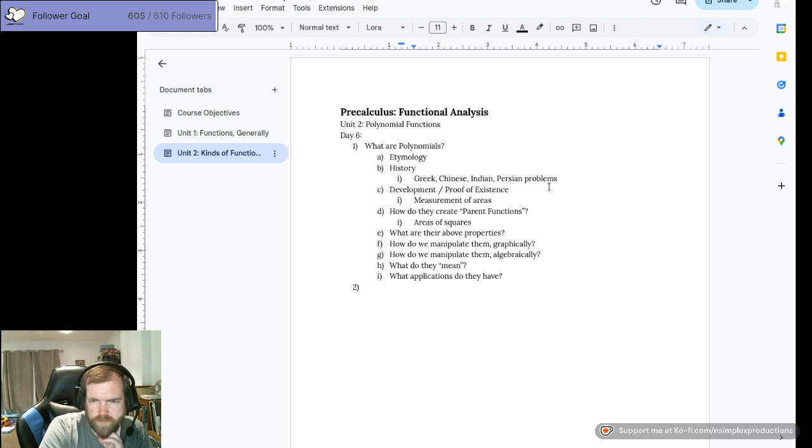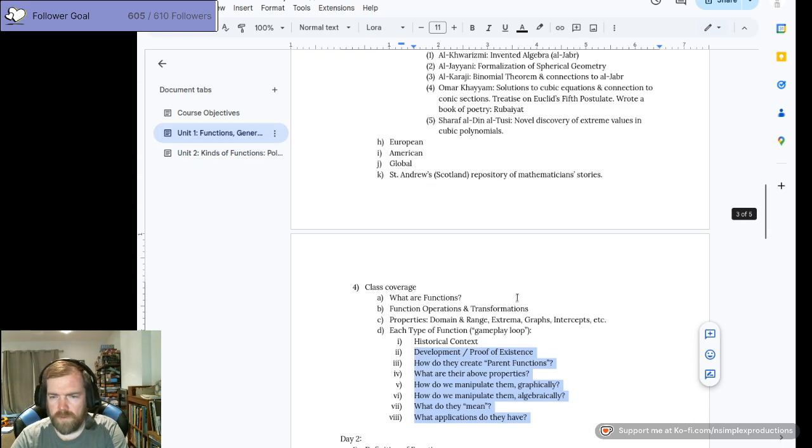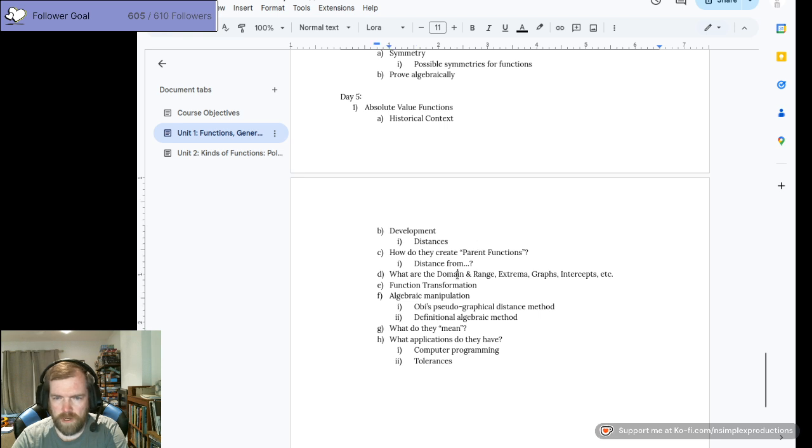Alright, so we're looking for the measurement of areas, especially squares. We're kind of where the parent functions come from, so this is y equals x squared. What are their above properties? So we need to go back to the other one and say, yeah, that's cute. What are the properties we're looking for? Domain, range, extrema, graphs, intercepts, etc.